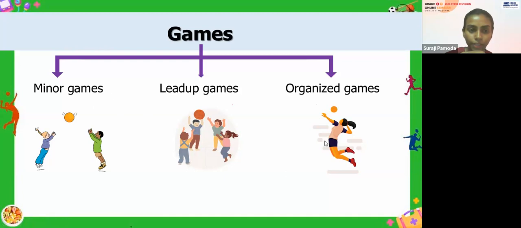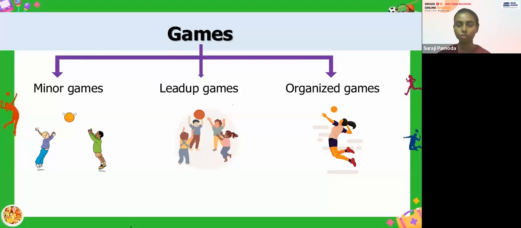So minor games means they do not have much set rules and regulations. ඒවලට මේ අර standard rules and regulations කියලා ඒවා නැහැ. හරිද? We can use any number of players to play minor games, right? And also we can change the rules and regulations according to our will. අපිට ඕන විදිහට අපිට rules and regulations වෙනස් කරගන්න පුළුවන්. We can use any equipment we need, right?